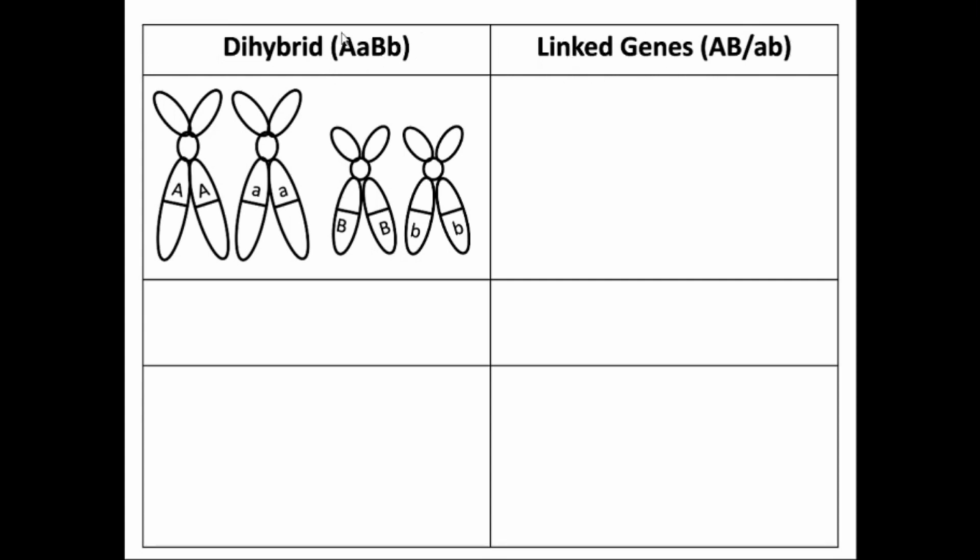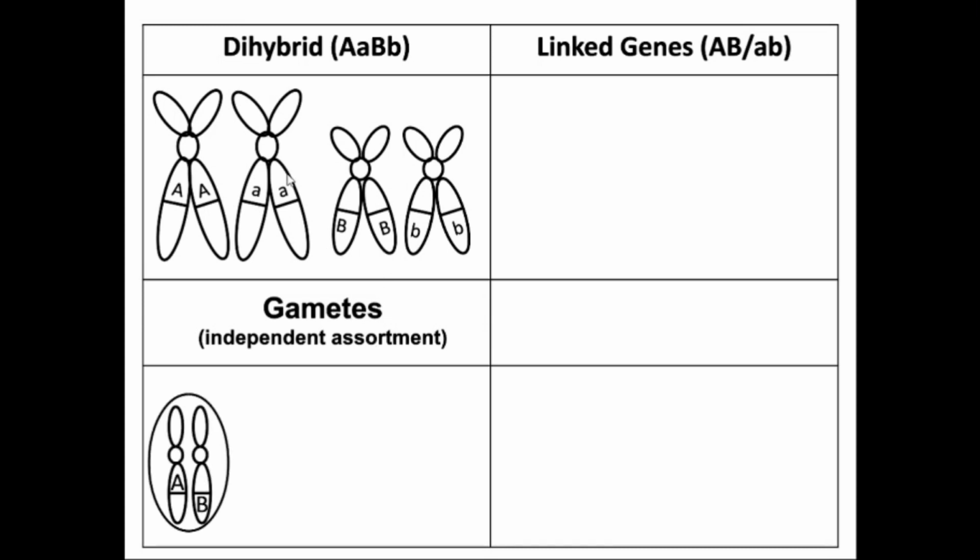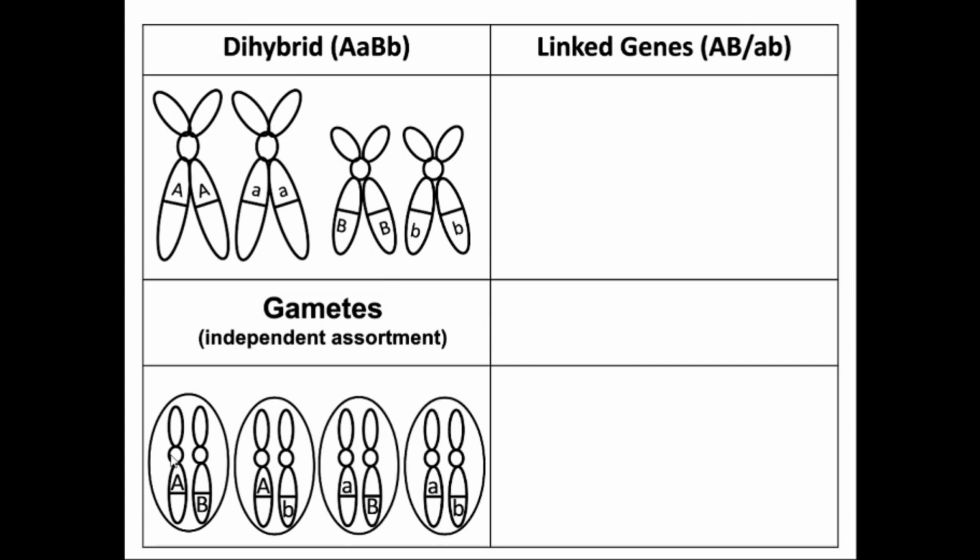Okay, so the genotype for this one is the heterozygote. After the process of meiosis, the gametes that the dihybrid produces are of 4 types: big A and big B, big A and small b, small a and big B, and small a and small b. So there are 4 types of gametes produced from meiosis, as a result of independent assortment.